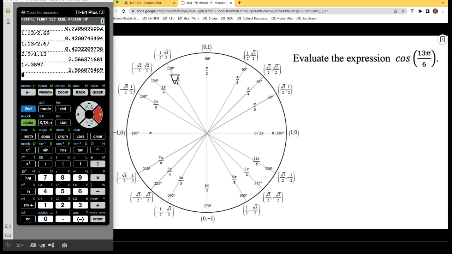As I go around, I don't find that here. I find 11 pi over 6. So where is it? Well, let's not deal with that right now. We'll come back to it. But let's take an easier one.